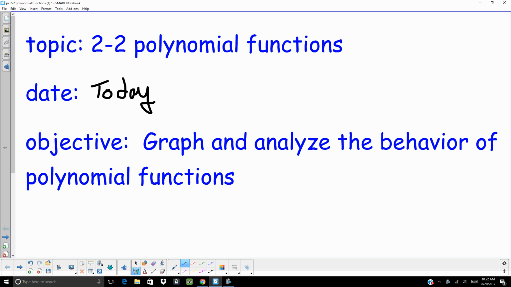Right, today we are doing Chapter 2, Section 2, Polynomial Functions in Pre-Calc. Today's date is today. Our objective is we're going to graph and analyze the behavior of polynomial functions. We're really going to be focusing on analyzing the behavior. Graphing, I would recommend that you use a graphing application like Desmos or a graphing calculator.